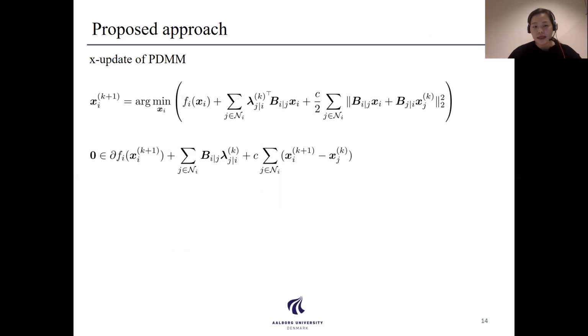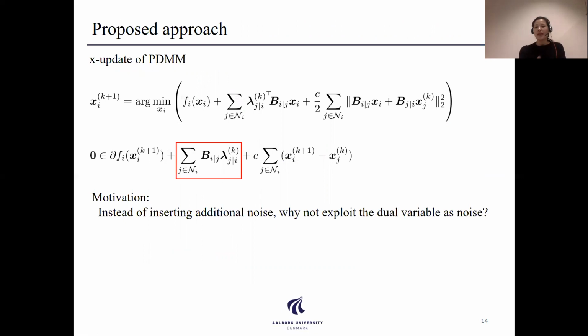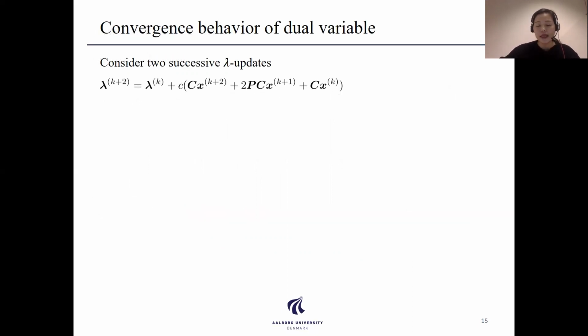Now let's go to the proposed approach. By inspecting the X updating function, we can see that we have this gradient term and the summation of the dual variable. So the motivation comes from the fact that since we have this additional dual variable term, instead of inserting another noise term that is irrelevant to this updating function, why not just exploit what we have here, the lambda, the dual variable, as the noise? So let's see how the dual variable would converge, because its convergent behavior will determine whether it is useful or not.